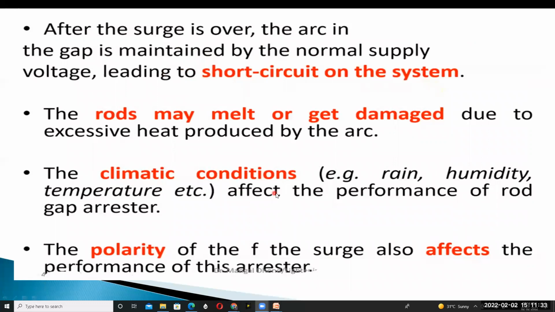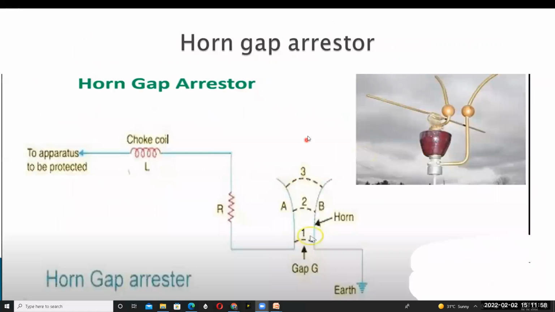The climatic conditions also affect the performance of the rod gap arrestor. Conditions such as rain, humidity and temperature affect its performance. The polarity of the surge also affects the performance of the arrestor. So these are some drawbacks of the rod gap arrestor.